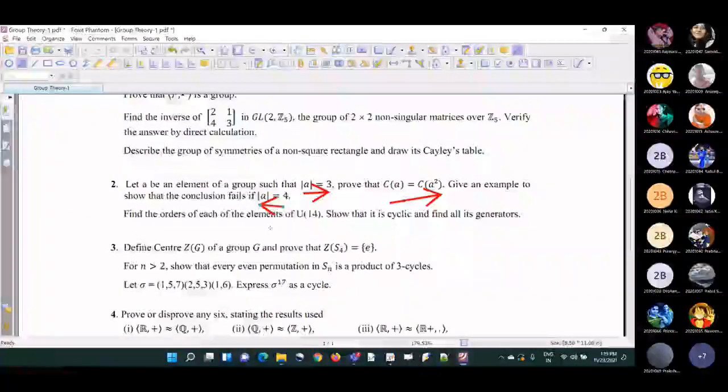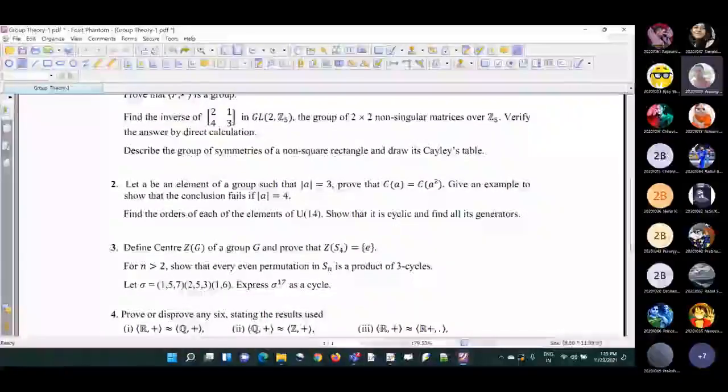And second part of this question is: find the order of each element in U14. So you know that this U14 group, they use the operation. Yes, sir. Relatively prime to 14.